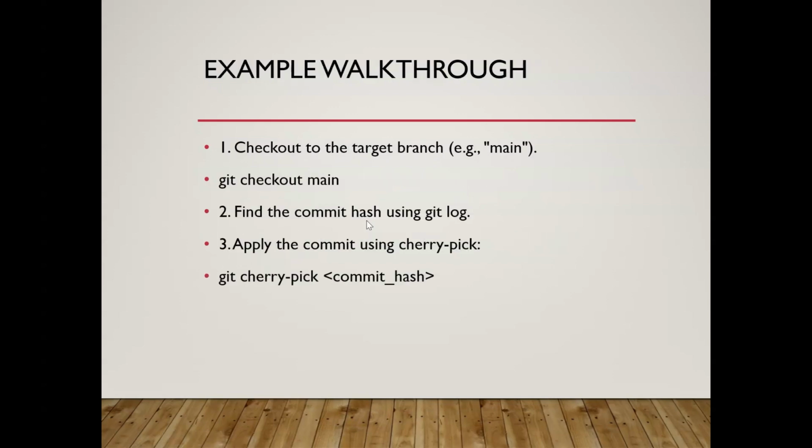Suppose you want to check out the target branch, that is main, you can run this command, git checkout main. After that you will have to find the commit id using git log. Once you have the commit id, you can apply this commit using cherry-pick, that is nothing but git cherry-pick and your commit id. So this way you can do the cherry-picking using the git command line. First you check out the target branch, find the commit id which you want to pick, and finally apply the git cherry-pick command using the commit id.